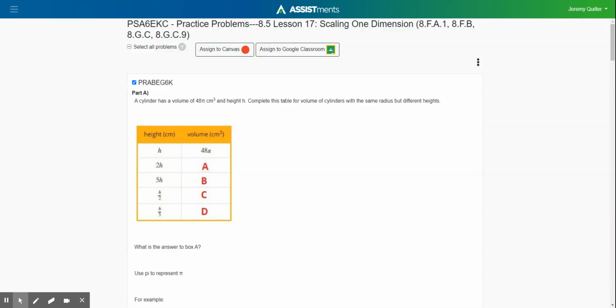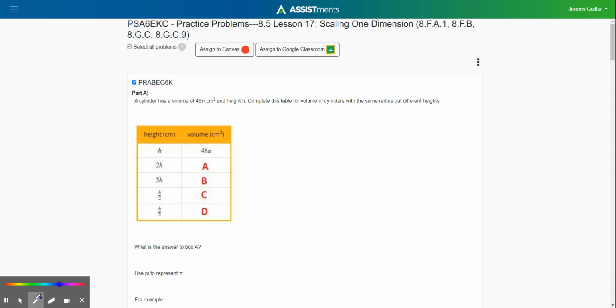Here's a little bit of homework help for Unit 5, Lesson 17. What we're after here is scaling in one dimension. So this is actually a lot simpler than it may seem at first.